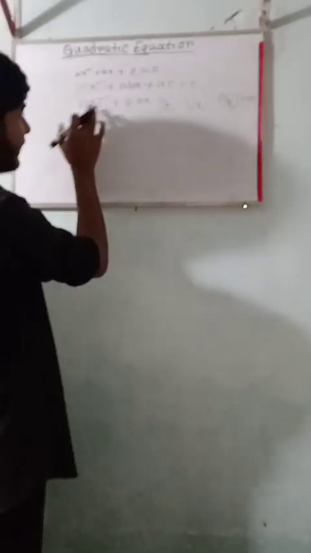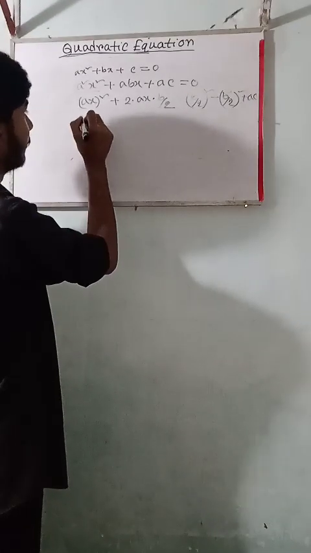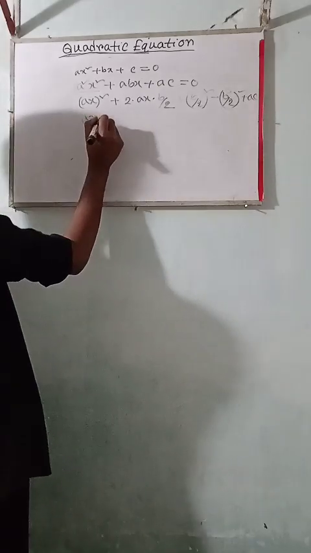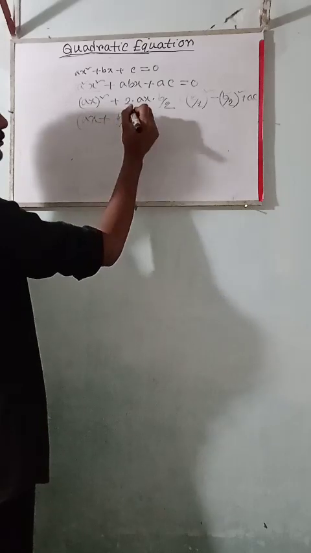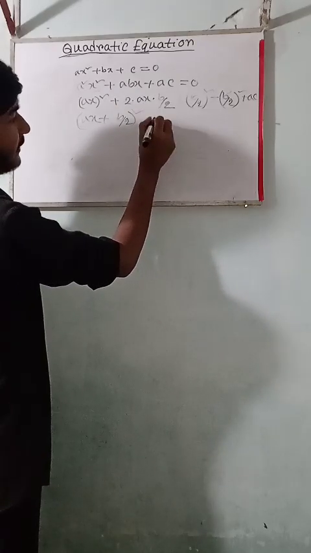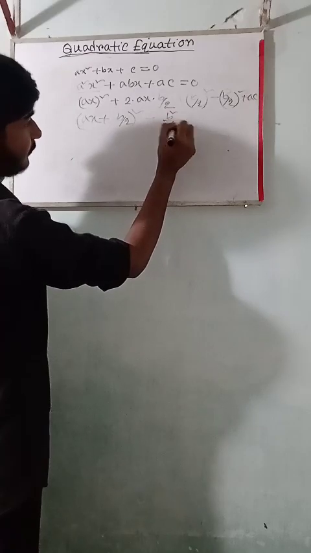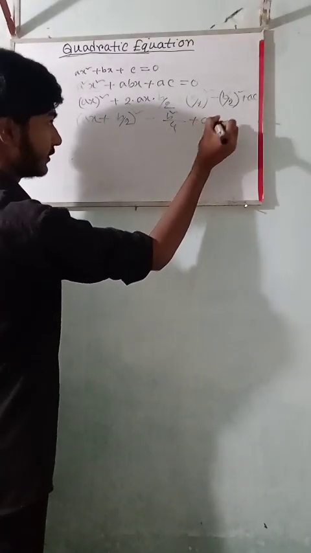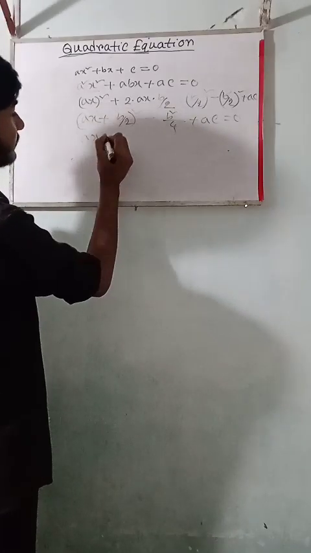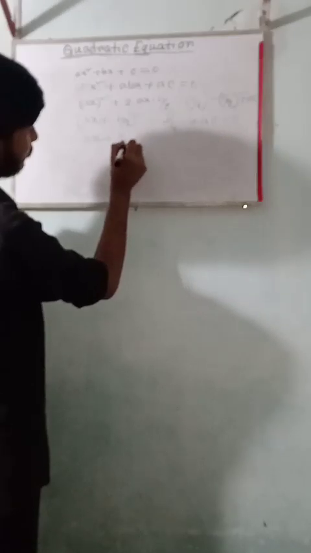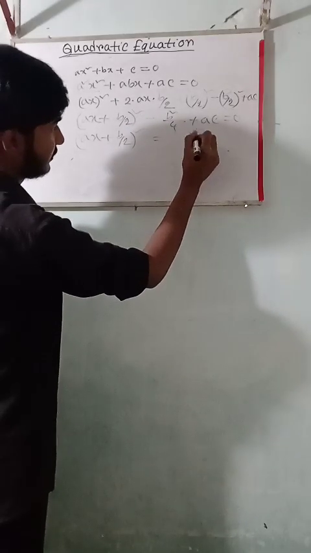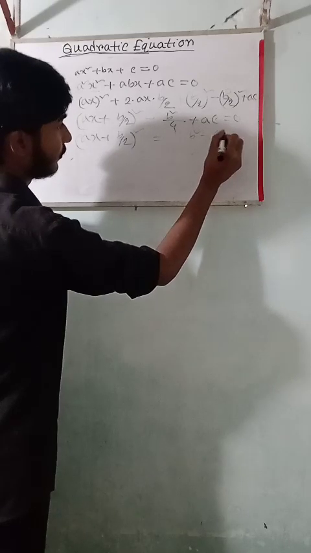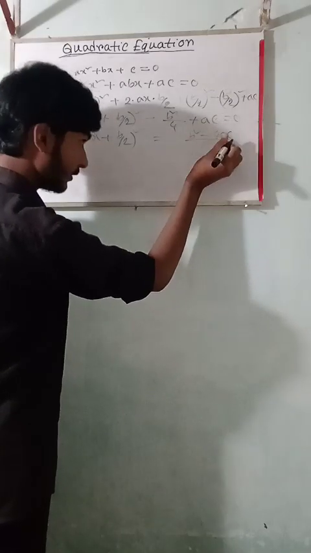Now we can write here the (a + b)² formula, then (ax + b/2)² − b²/4 + ac = 0. So (ax + b/2)² = (b² − 4ac)/4.